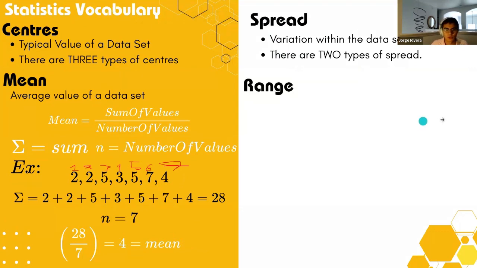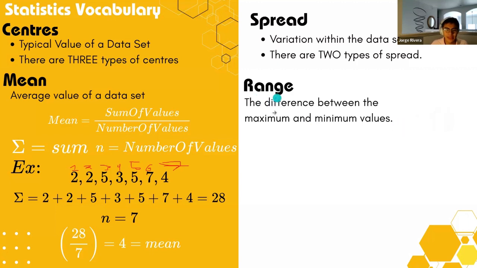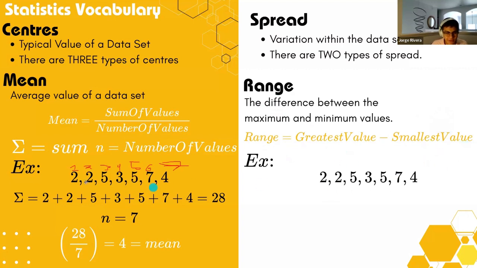We have the range. The range is basically the difference between the maximum and minimum value. So the range is equal to the greatest value in the data set minus the smallest value. For an example, we have the same data set that we had over here, the number of sticks of gum that we all eat.